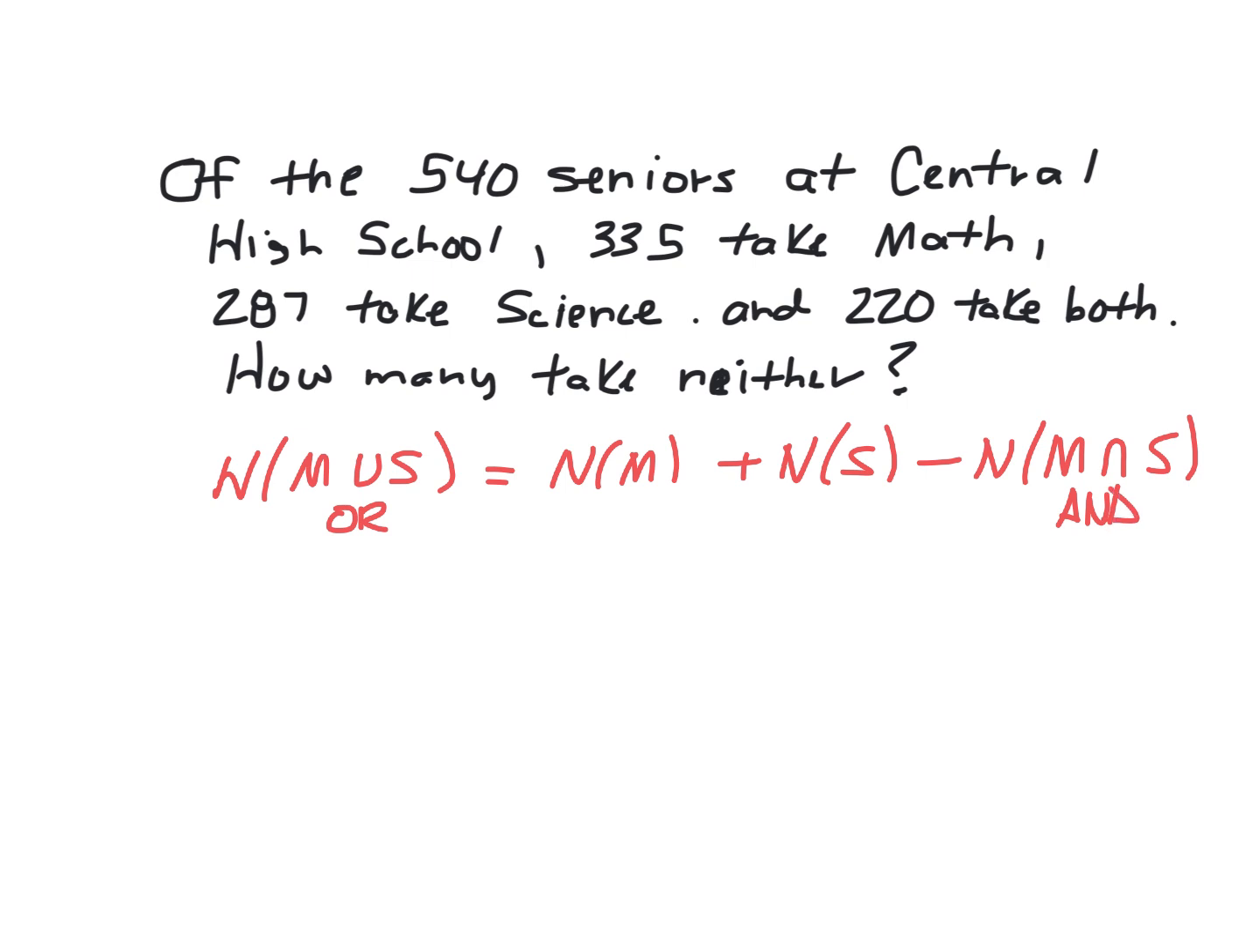So in this case, we have 540 seniors, 335 of them take math, 287 take science, and 220 take both of those. And so therefore, if we do the math here, do the addition, add those together, then subtract 220, I believe we get the union to be 402. So 402 of those 540 seniors would take either a math or a science class, which also means or both.